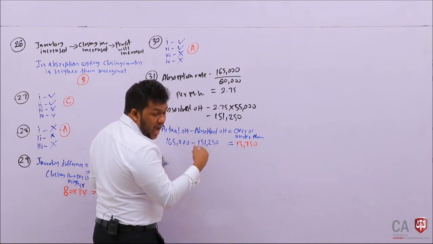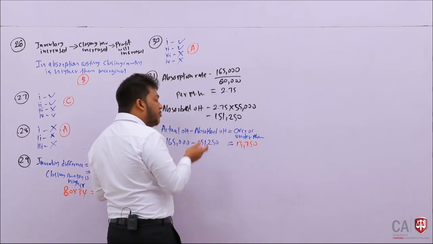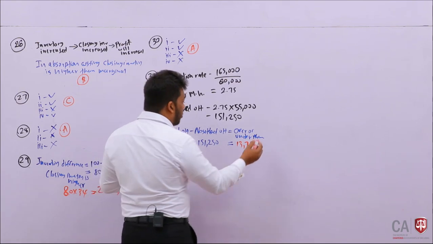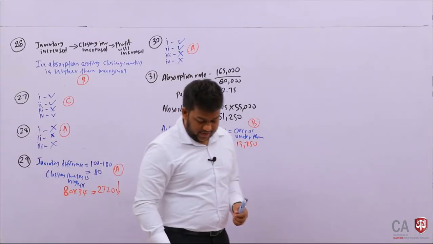So this is under absorbed. This should be absorbed but they haven't. Under absorbed. So under absorption. So the question answer is B. Answer is B. Under absorption is 13,750.